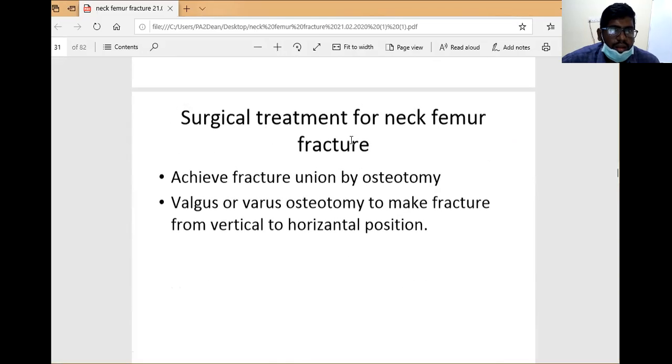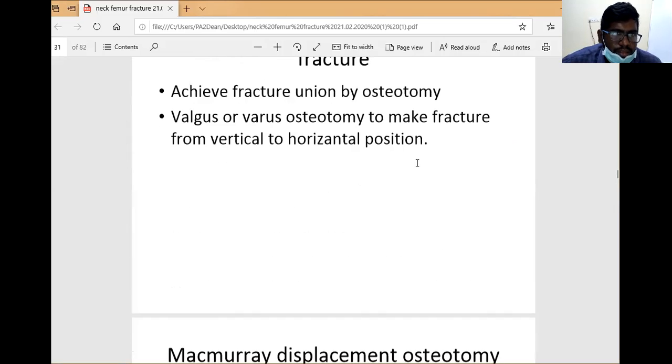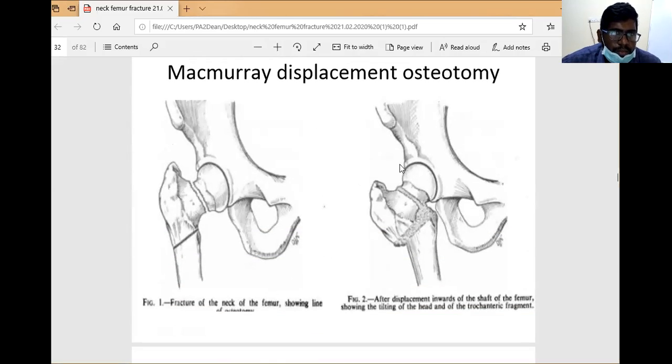Another method of surgical management is osteotomies. The aim of the osteotomy is to convert the fracture into a more horizontal one, that is, Pauwels' 70 degrees to Pauwels' 30 degrees. Here the fracture is around Pauwels' 70 degrees. If we allow weight bearing, there is a chance of displacement and a higher chance of non-union. So we need to convert it into Pauwels' 30 degrees.